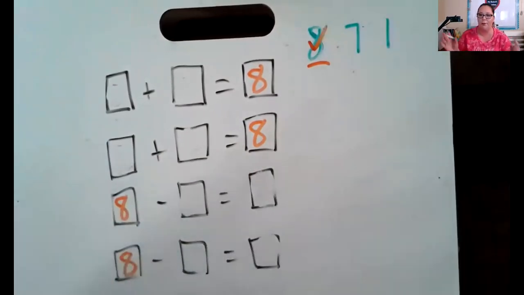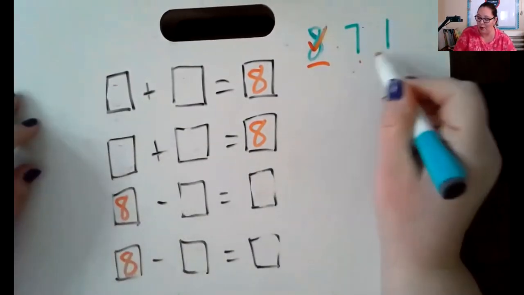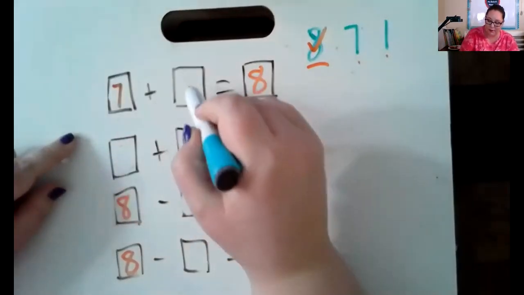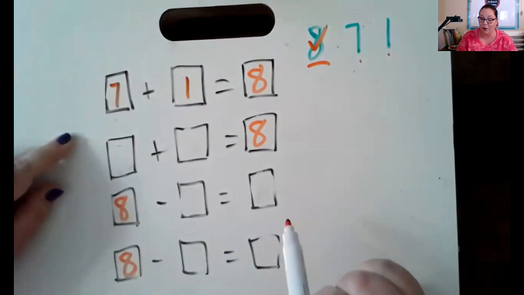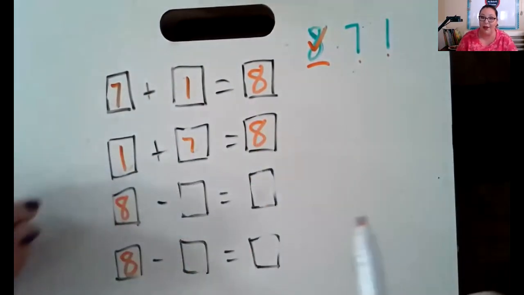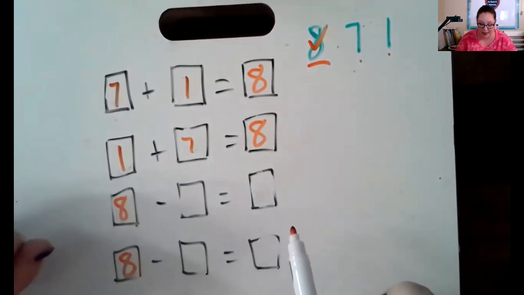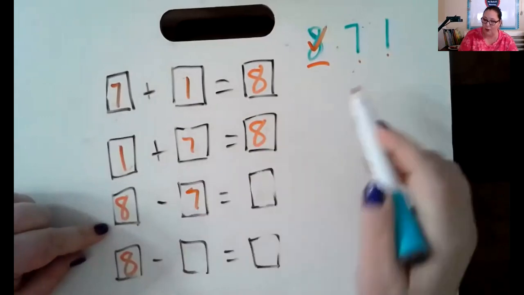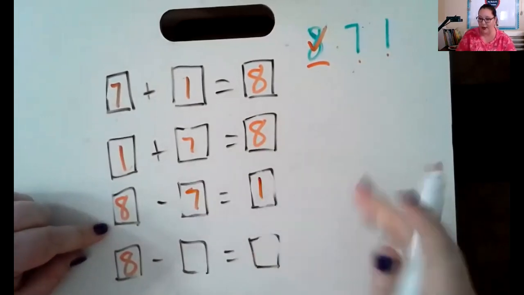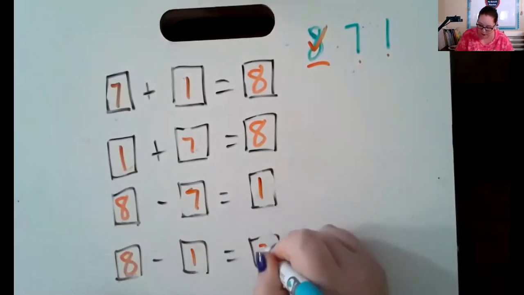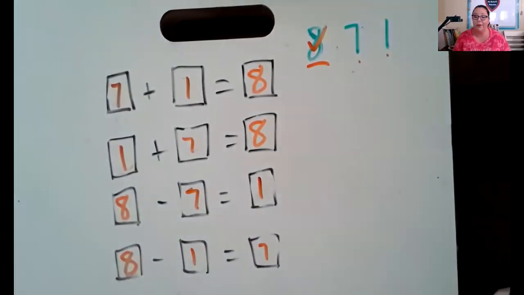And check, we're done. Now we're only working with 2 numbers. So let's do 7 plus 1, that does equal 8. And flip them around. 1 plus 7, that also equals 8. 8 minus 7 equals 1. And we'll flip those around. 8 minus 1 equals 7. Only working with those 3 numbers.